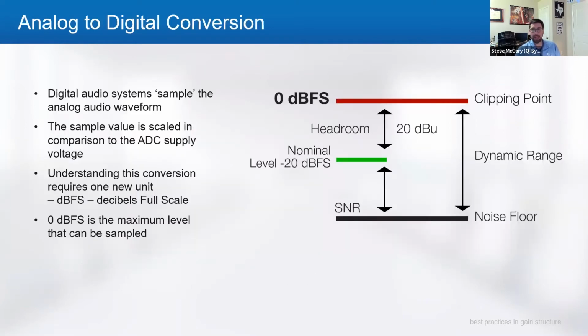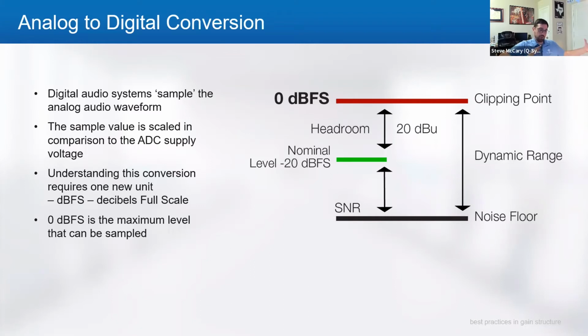So when we hit that ADC, that analog to digital converter, digital audio systems sample the analog audio waveform. The sample value gets scaled down in comparison to the ADC supply voltage. And this now gives us a conversion into a new unit called dBFS. So that's our decibels full scale. So once we get inside the digital space, we now are operating in dBFS, which in this realm, 0 dBFS is the maximum level that can be sampled.